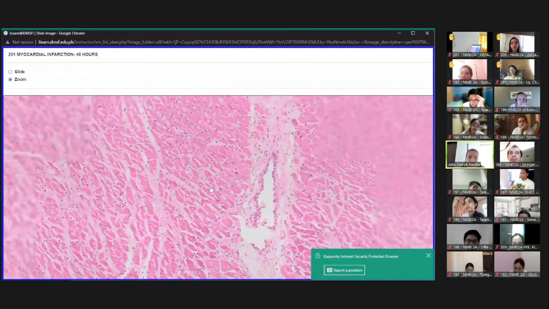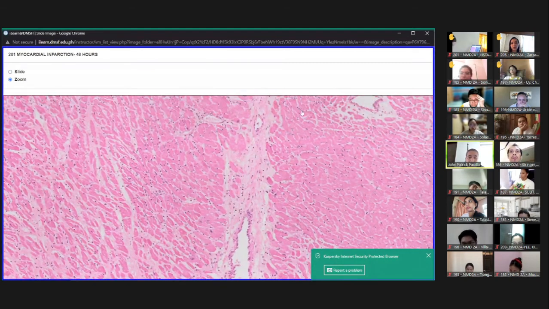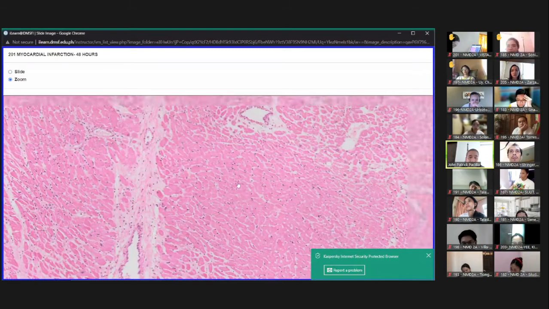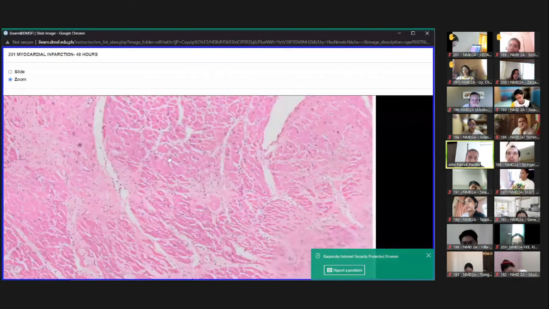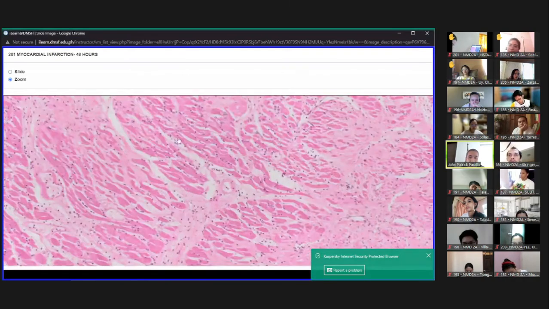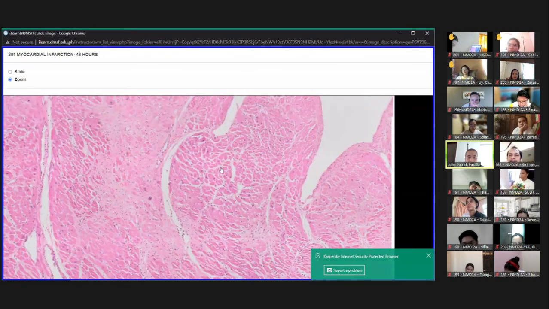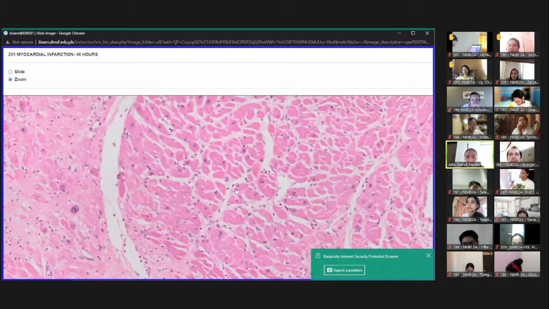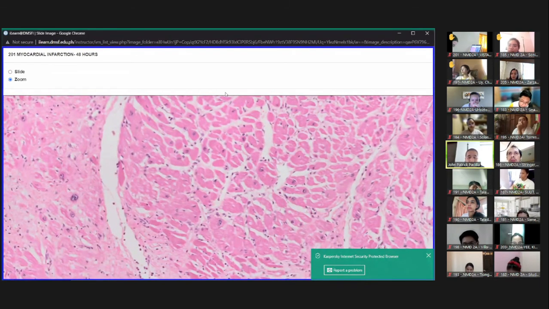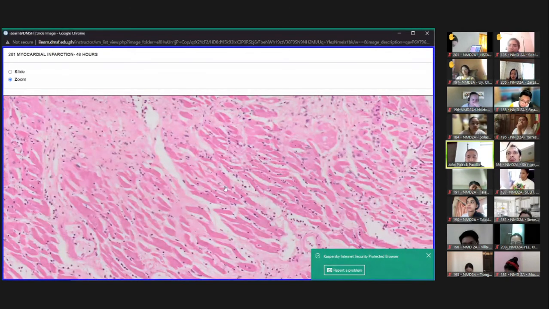So what happens in this case is that there would be the presence of eosinophilia. There are areas wherein we would still appreciate the presence of the nuclear features of the myocytes. But also there are areas like this portion that are devoid of the nuclei.